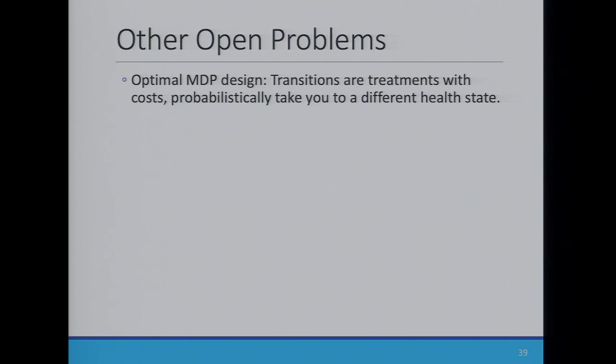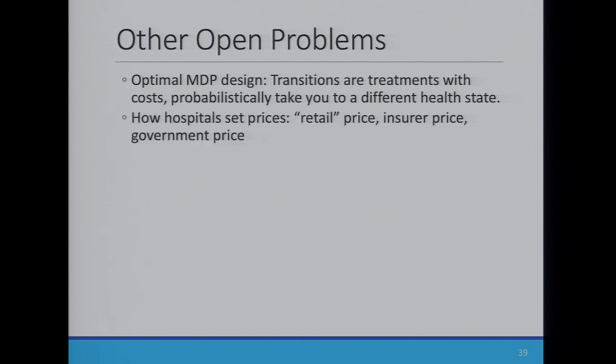Some last thoughts on healthcare open problems before I switch gears. One is optimal MDP design. So assume you have a Markov decision process, and each state is a state of health. Each transition is some treatment, and the treatment has some associated cost. And then when you take a treatment, you randomly, according to some probabilities, wind up in a different state of health. If you know this MDP, if you were given this MDP, what's the optimal policy? What should you do here? What if you want to incentivize providers to do a certain thing other than another? So there might be some nice MDP problems here.